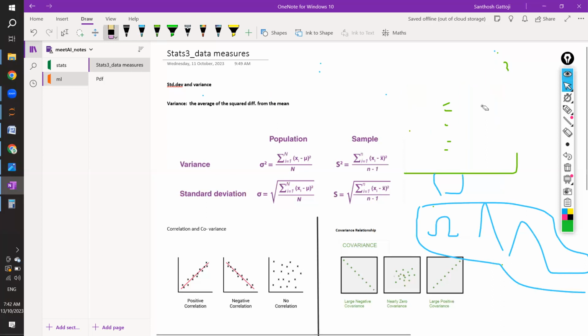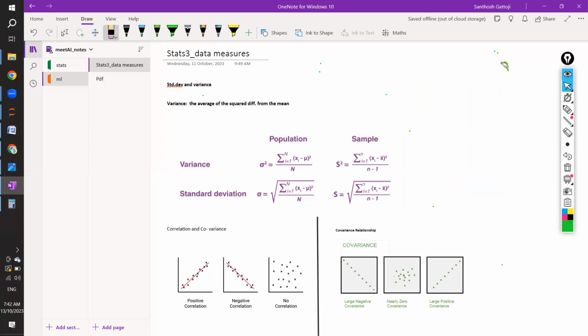Try to make sure you understand what we have studied till now: the basic inferential, differential, mean, median, standard deviation, variance. Make sure you are good with these concepts. At least on the weekend, spend some time. Make sure you are very good in these concepts, so that I can take care of the rest from Monday.